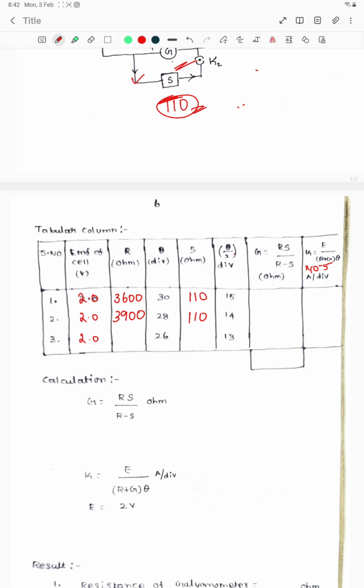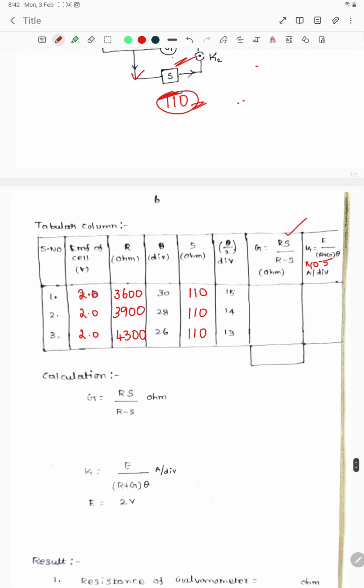For the third reading, you have to make sure that you get 26 divisions. When you get to 26, the reading will be 4300 for the same shunt value 110. Here you can see 30 becoming 15, 28 becoming 14, and 26 becoming 13. That is the half value.